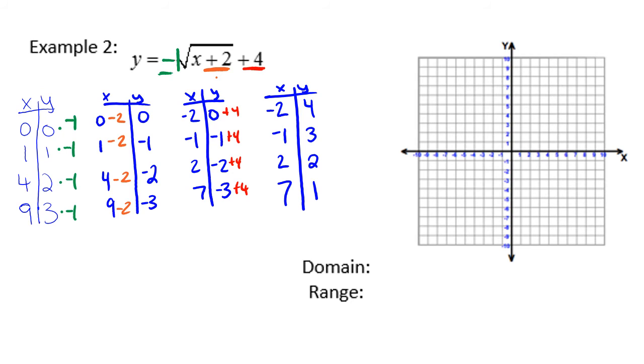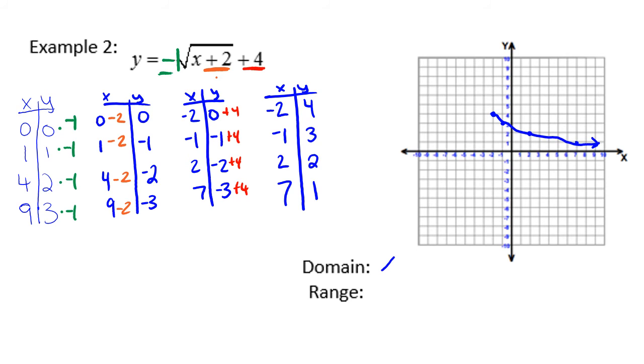Let's graph and see what that looks like. -2, 4, -1, 3, 2, 2, and 7, 1. So you'll notice that this time it's curving down and to the right. So our vertical stretch of -1 flipped it vertically.